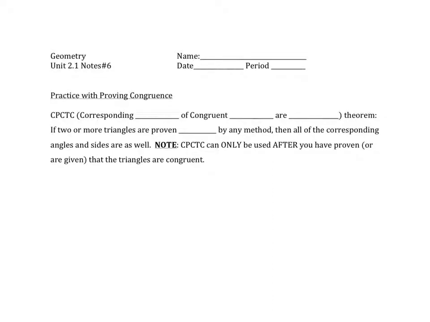In today's lesson from Unit 2.1, we'll be working with using congruent triangles to make other conclusions. CPCTC stands for corresponding parts of congruent triangles are congruent. So I use the symbols there because the spaces aren't that big. If two or more triangles are proven congruent by any method, then all the corresponding angles and all of the corresponding sides are congruent as well.